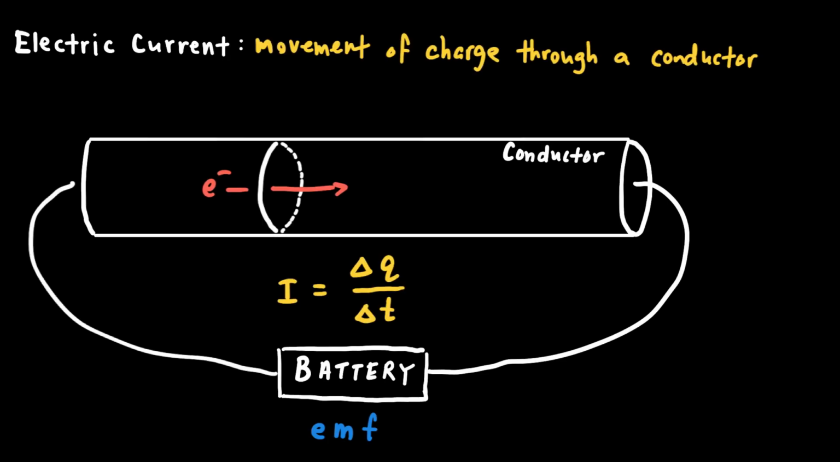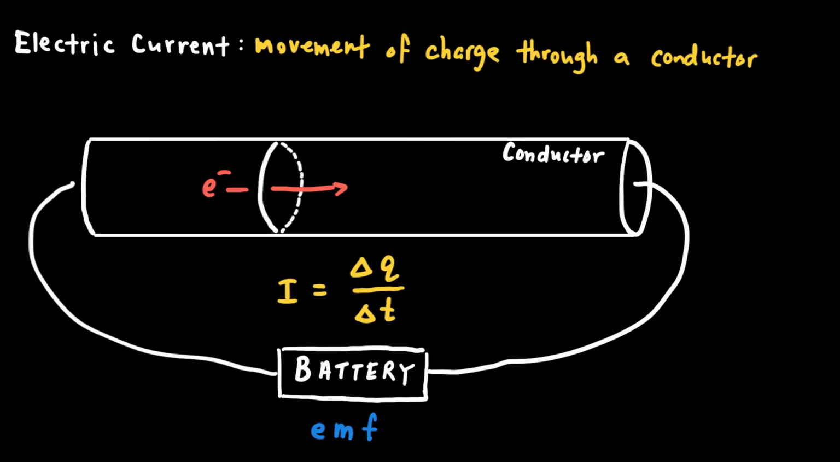In summary, I've connected a battery, a source of electromotive force, or EMF, to a conductor. Any time I form a closed loop, like in the picture that I've drawn, that closed loop is a circuit. In a circuit where you have an EMF and conductors, an electric current can flow. Electric current is the movement of charge through a conductor, which is defined as the rate of flow of charge, or delta Q over delta T.